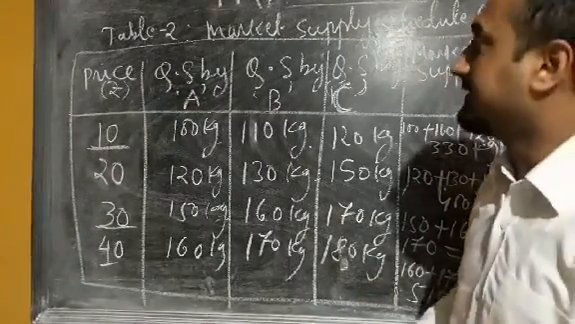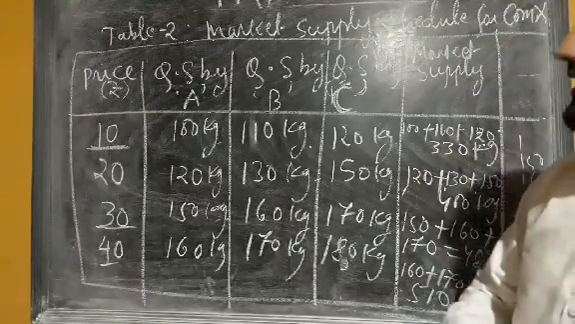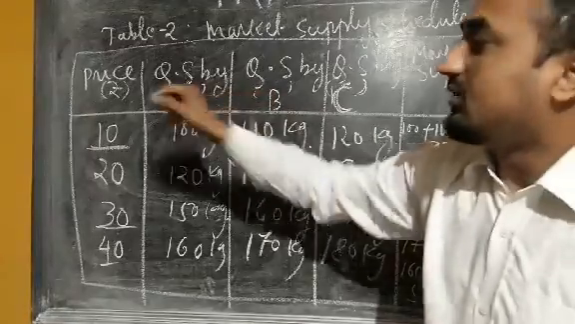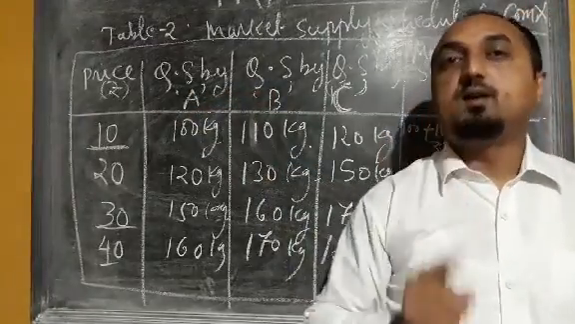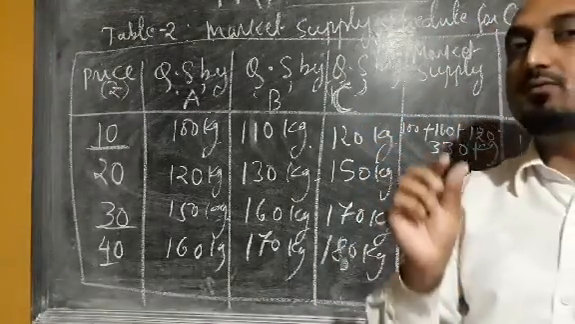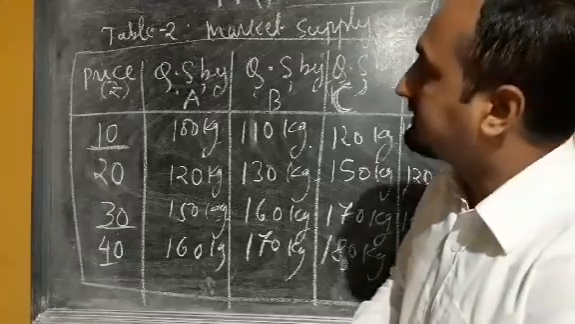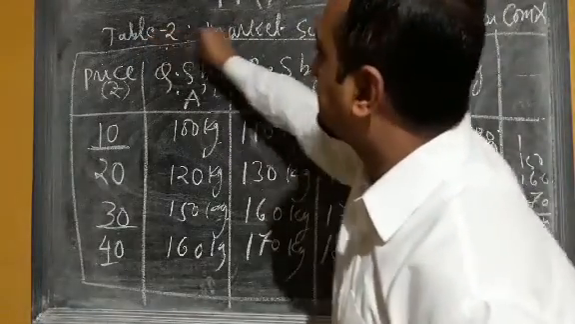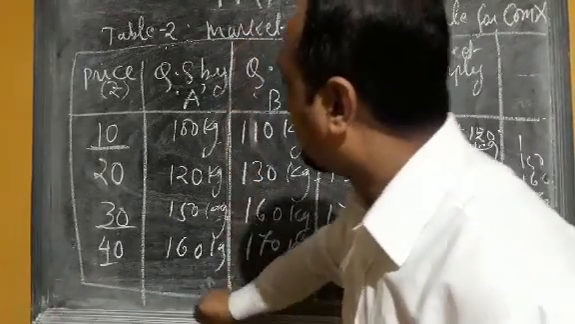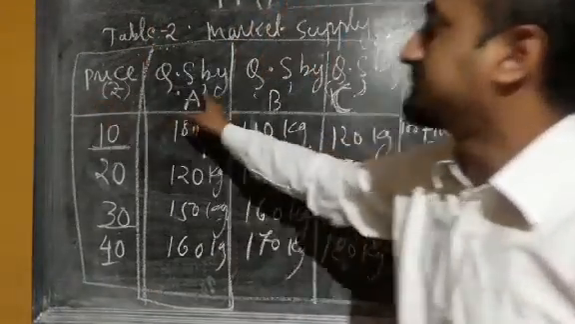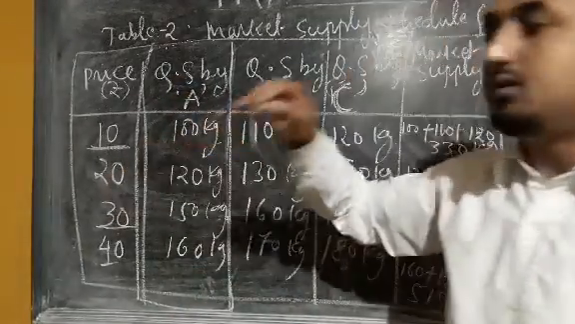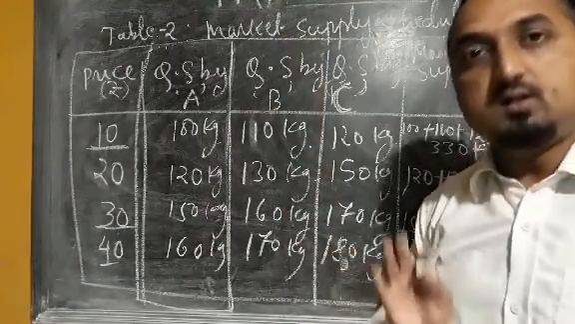And while deriving the individual supply curve, I will consider the quantity supplied by only one producer, okay? In the case of derivation of individual supply curve, I will consider only this quantity supplied by the individual producer. So with respect to this price, I will plot only this quantity, okay? Then whatever curve we get will be our individual supply curve.